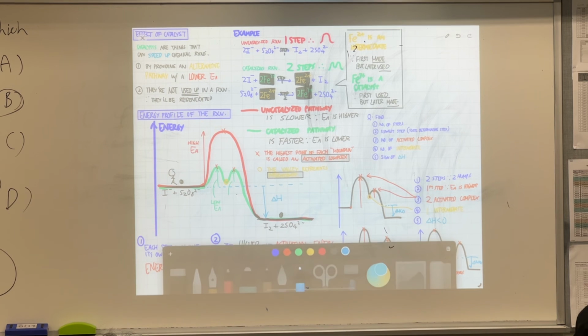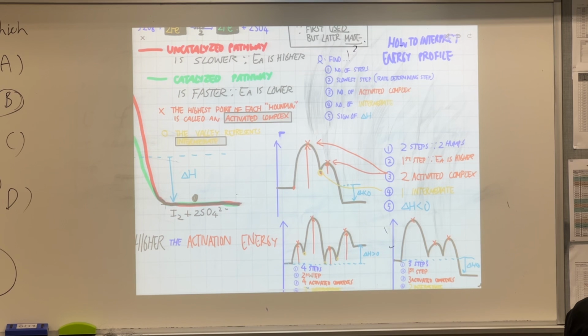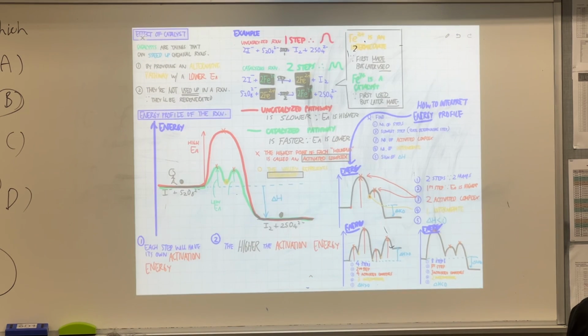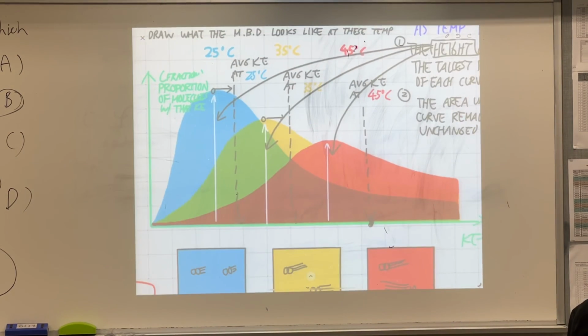Maybe put down the title here first. How to interpret, how to make sense of energy profiles. So these are called energy profiles because they are drawn with energy as the y-axis. So you can see energy here. This is not to be confused with the Maxwell-Boltzmann distribution, which doesn't have energy as the y-axis. What is the y-axis of Maxwell-Boltzmann distribution again? Proportion of molecules with that kinetic energy.